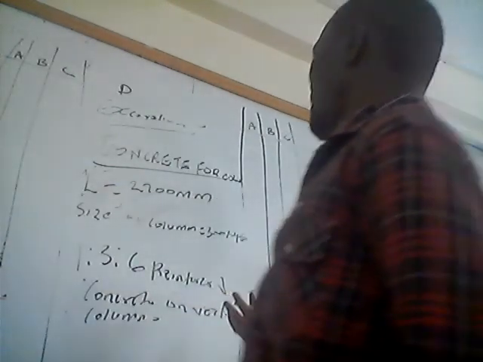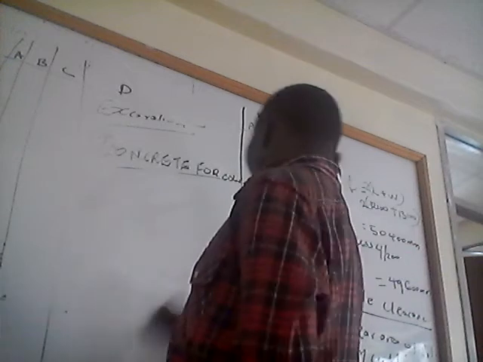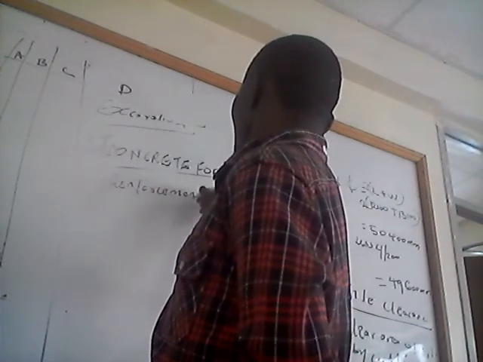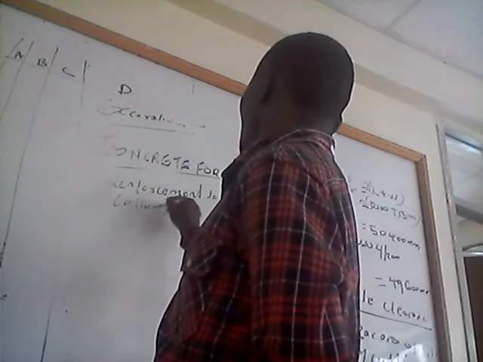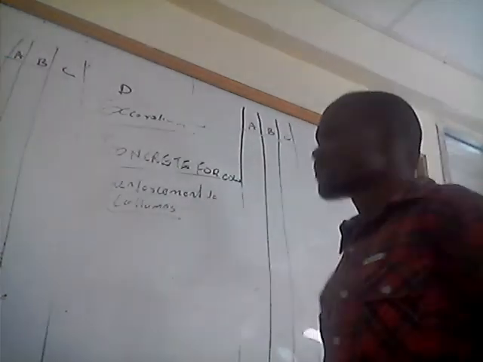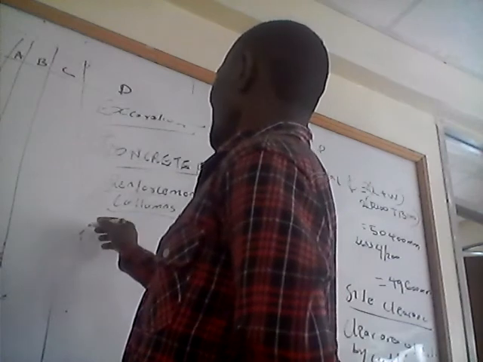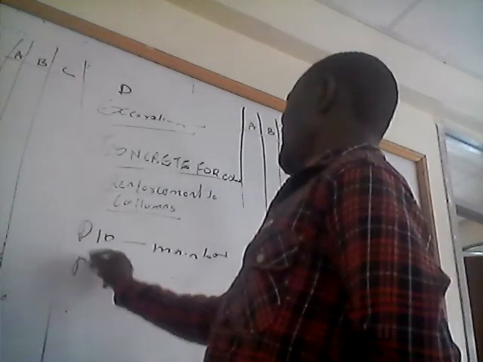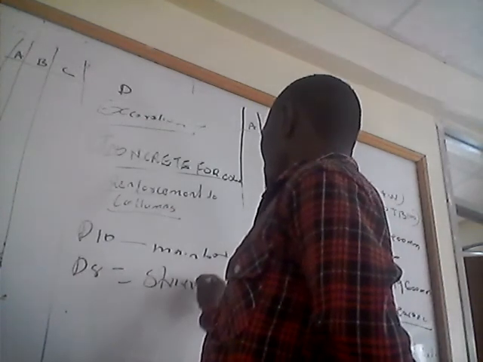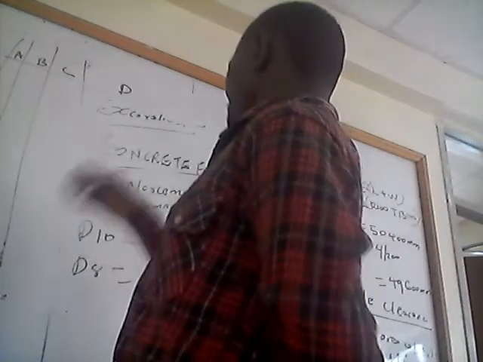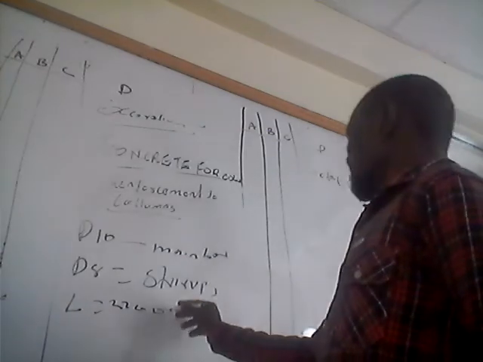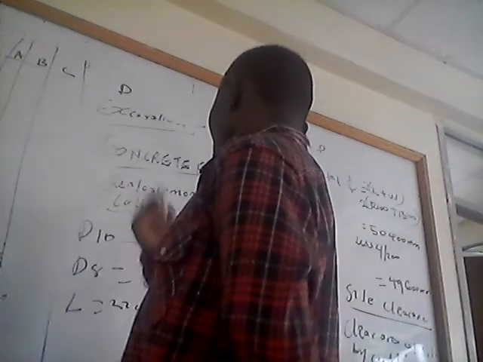When we do the reinforcement, that's another issue. Reinforcement to columns. First of all, you have to determine the reinforcement size. Assume D10 for the main bar and D8 for stirrups, all the legs. So the length will be the length of the column, which was supposed to be 2700 millimeters. On the width, we don't have the width there.